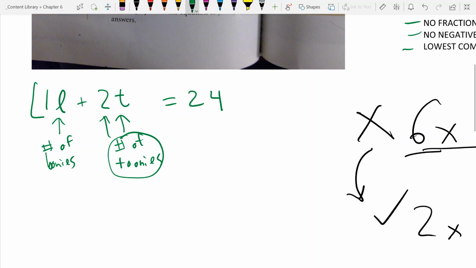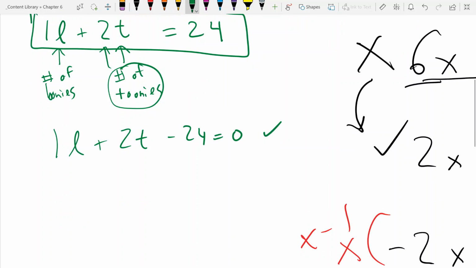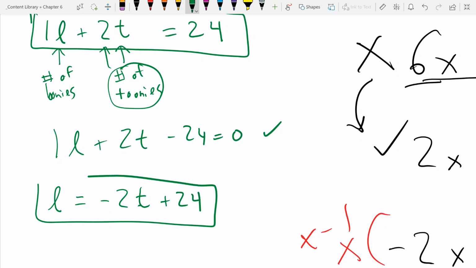This equation represents all the possible answers. There's more than one possible answer. But when we write it like this, oops, sorry, 24, it's in standard form and it's good. If I rearranged it to make it like y equals mx plus b, I could make it L equals negative 2t plus 24. So looking at this, it's a little bit easier to see how it would work.